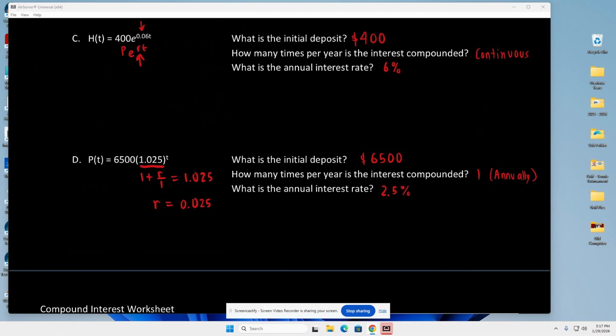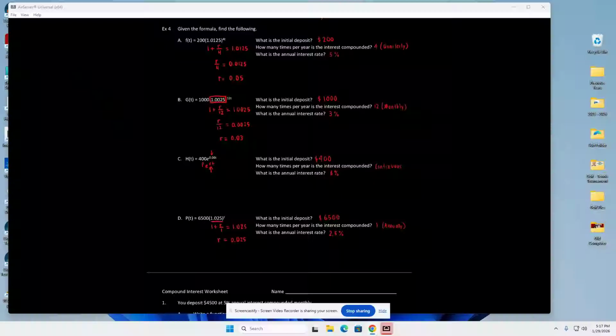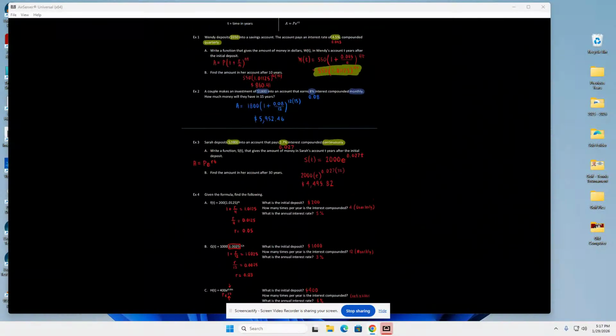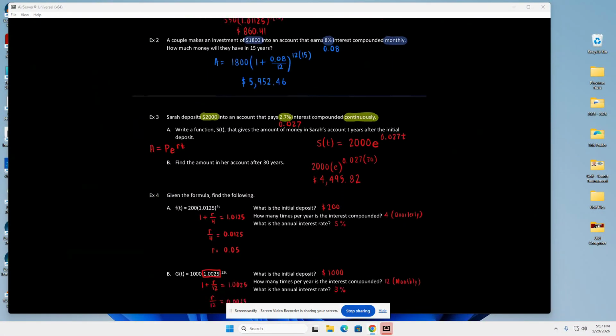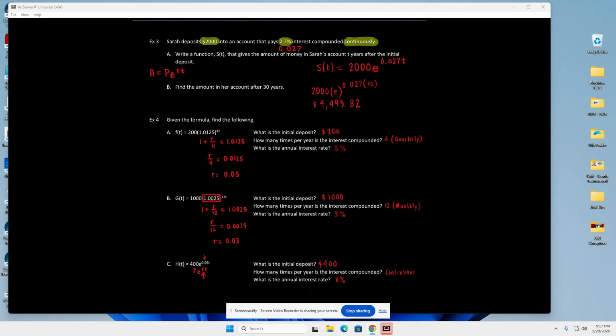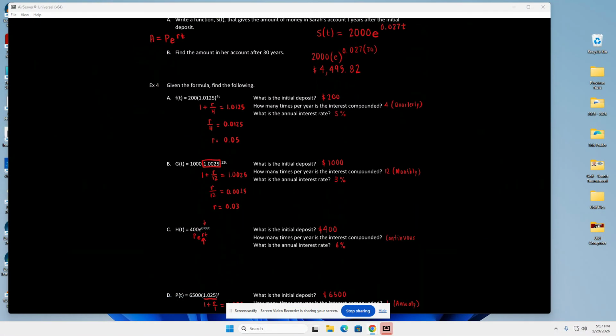And that is it. That is how we do compound interest, whether it's a formula that's given, and we have to solve, or values that are given, and we have to write an equation and solve, or if they've given us the equation and we have to decipher what was what.